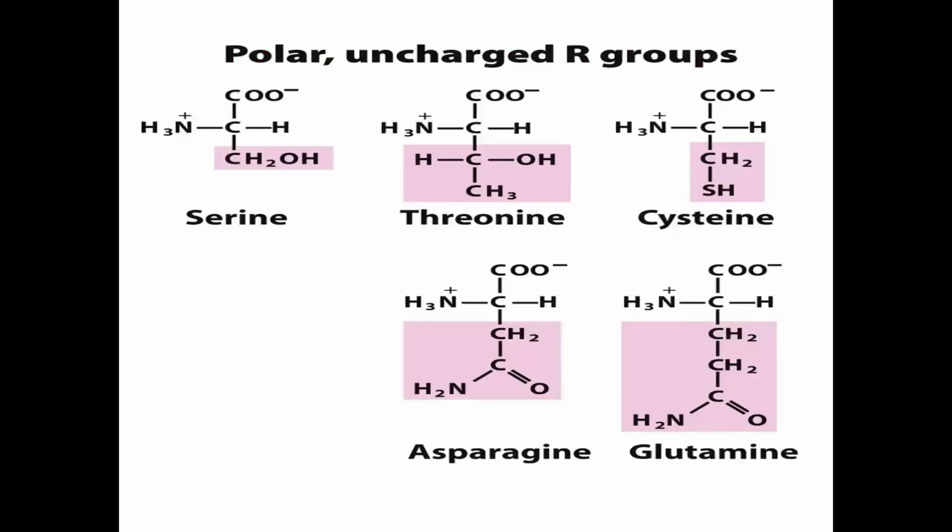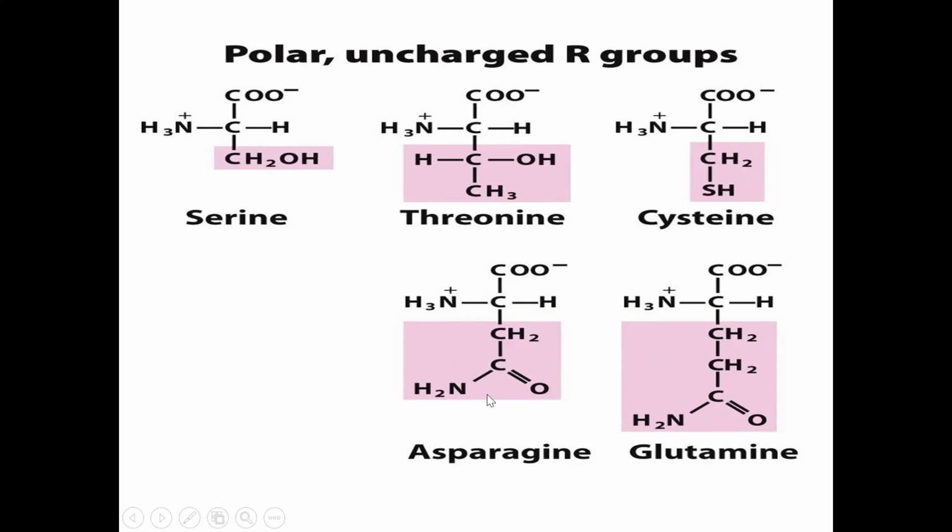The classification of polar uncharged R groups looks as follows. We have serine, which has the OH functional group in the side chain; the entire side chain is CH2OH, and this OH makes it polar. We have another side chain forming the threonine amino acid, which is CH3 and has OH. Cysteine has a methyl mercapto group, which is the thiol functional group, CH2SH, found in the cysteine side chain.